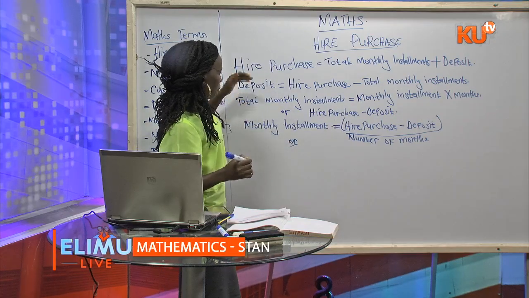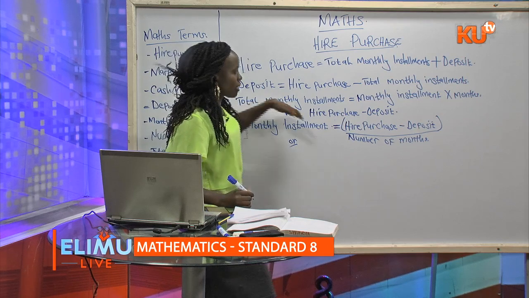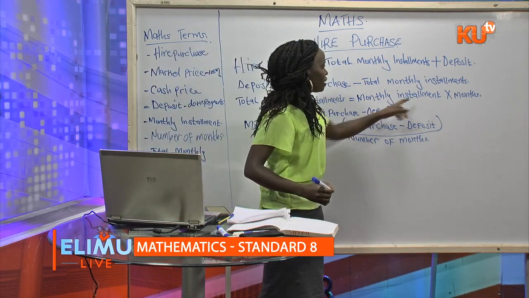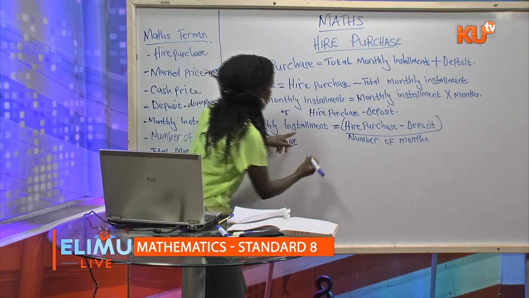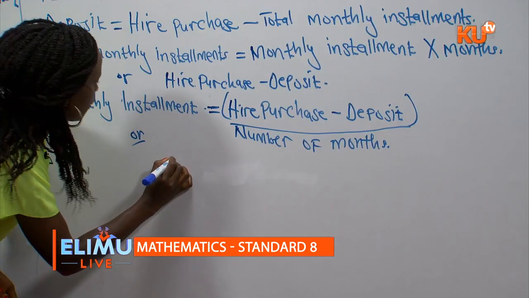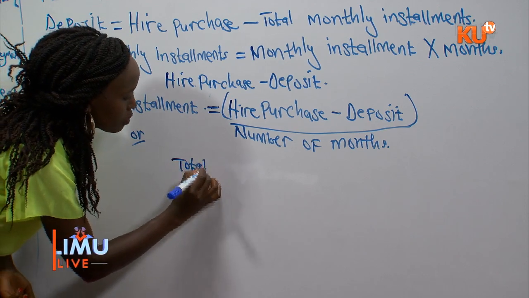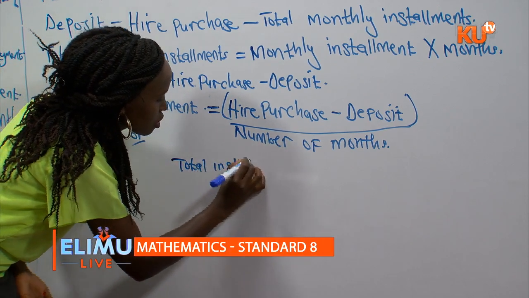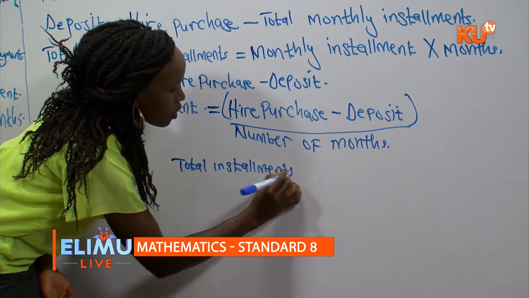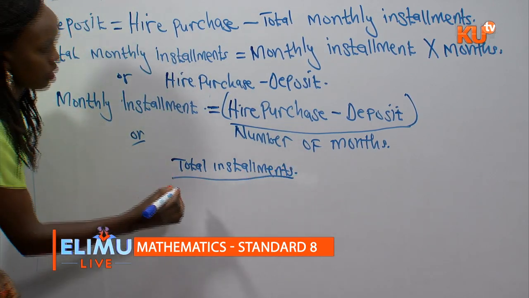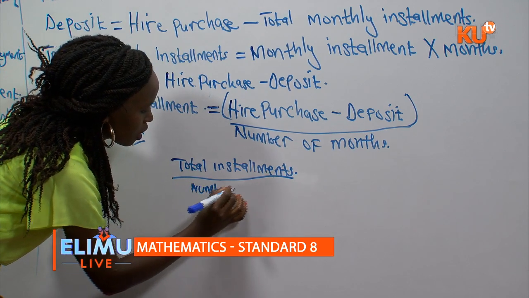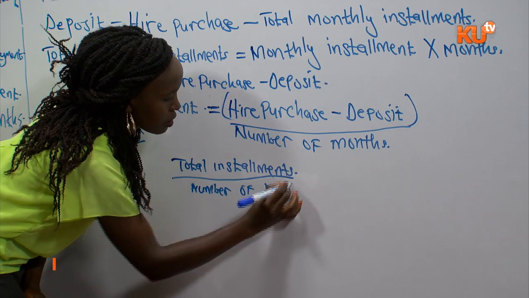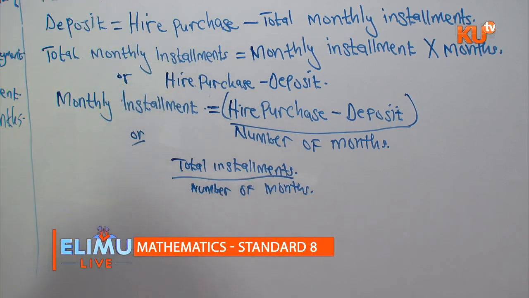If, for example, I have my total monthly installments and I have the number of months and I'm looking for the monthly installment, I'll say that the monthly installment will be equivalent to the total installment divided by the number of months. So we'll still get the same answer.